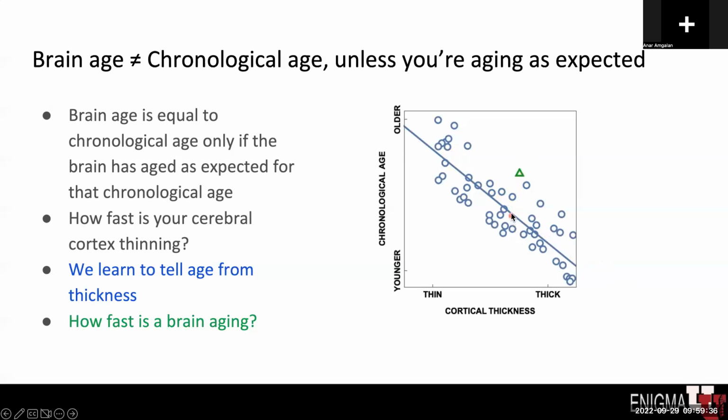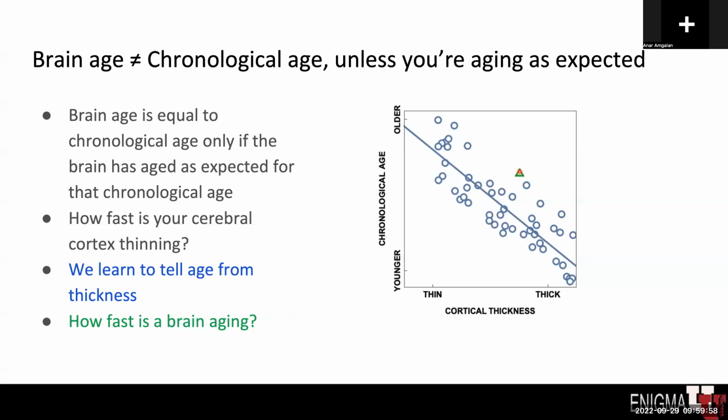So let's look at the point. For their cortical thickness, following the vertical line imagined here, their chronological age is much larger. So they're above this line in terms of chronological age.